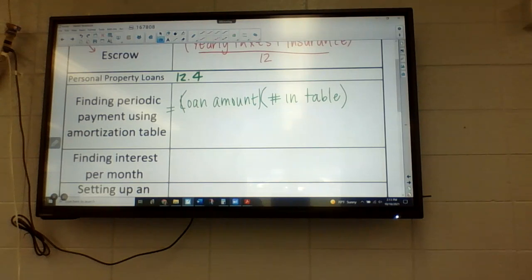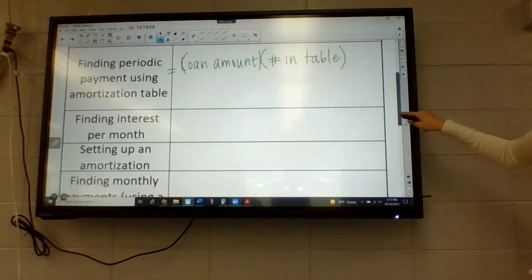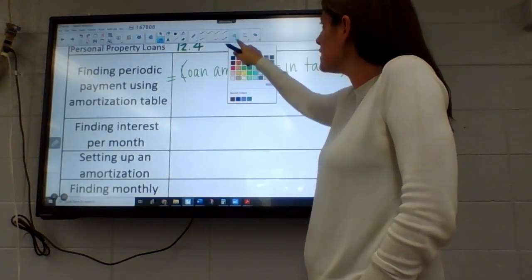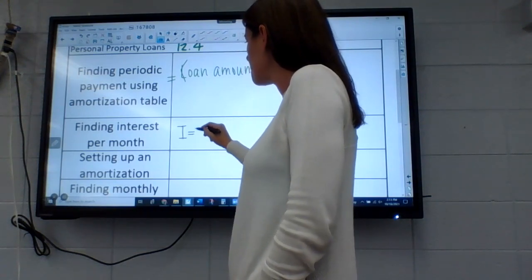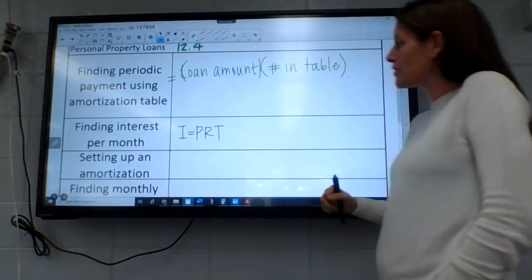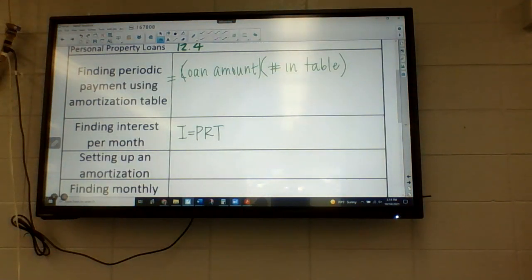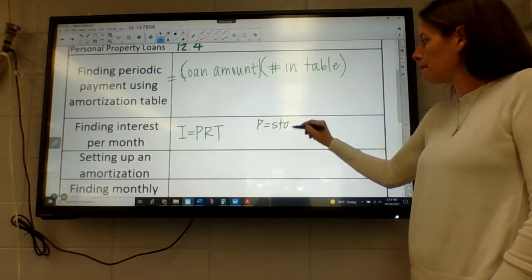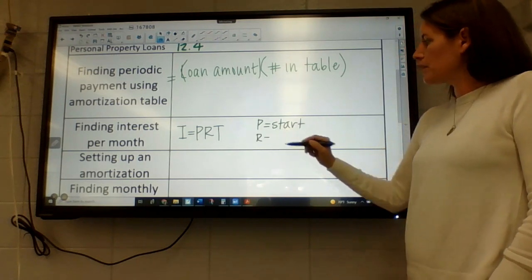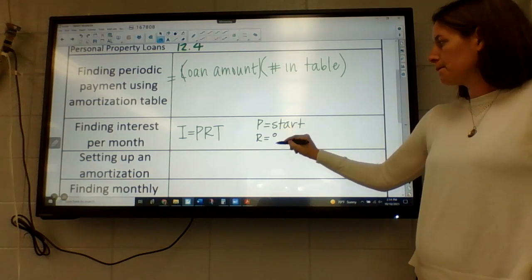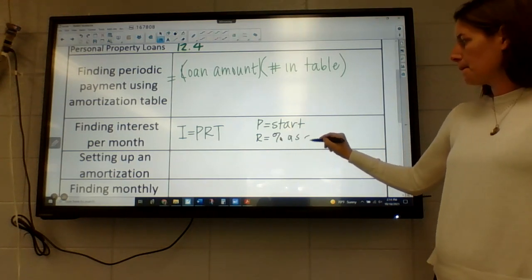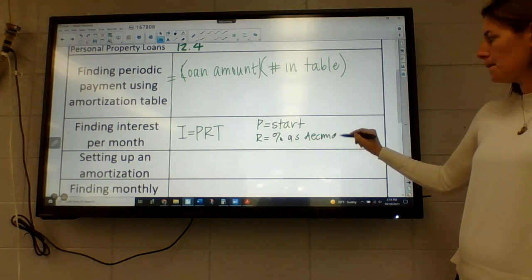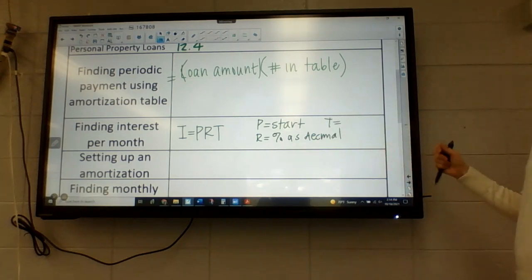Finding the interest per month. This is one of the ones that it might bring up. This is where we brought in that formula, I equals PRT. So if I asked you to figure out what interest you're paying on that month, remember that interest starts really high and keeps getting smaller and smaller each time you make a payment. The P is the starting value. The R is the percentage as a decimal. And then T is the time, like the month.